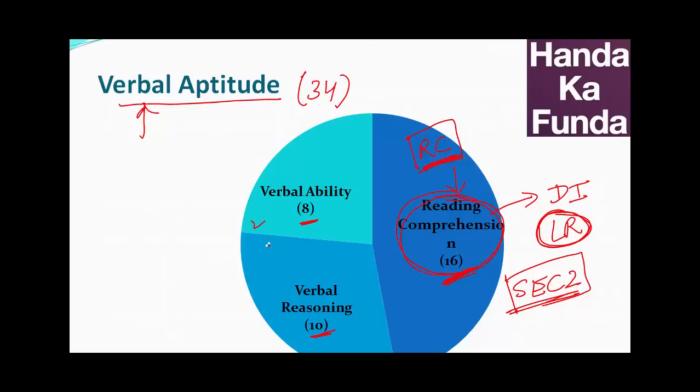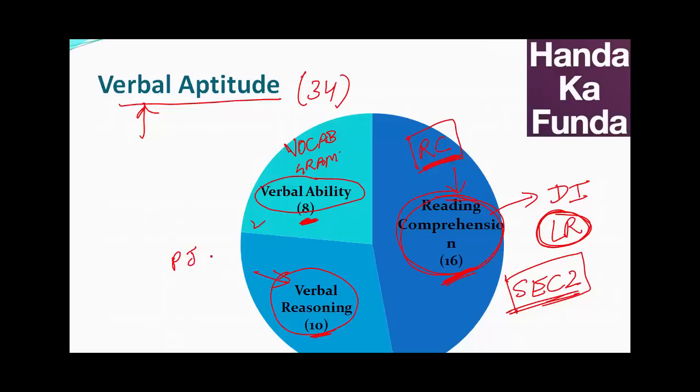So what exactly is verbal ability and verbal reasoning? Well, we'll deal with that in a lot of detail in one of my later videos in this particular series. But just to give you a brief idea, anything which has got to do with vocab or grammar, or basically your knowledge of the English language, that comes under the verbal ability category. And as you can see, that is the least important category. Reading comprehension, as you can see, is the biggest. The second biggest part of verbal is verbal reasoning. So what exactly is verbal reasoning?